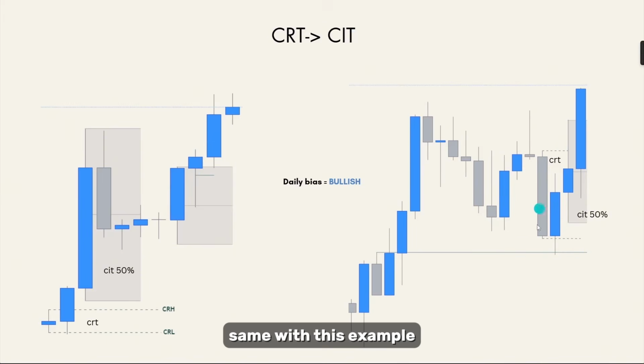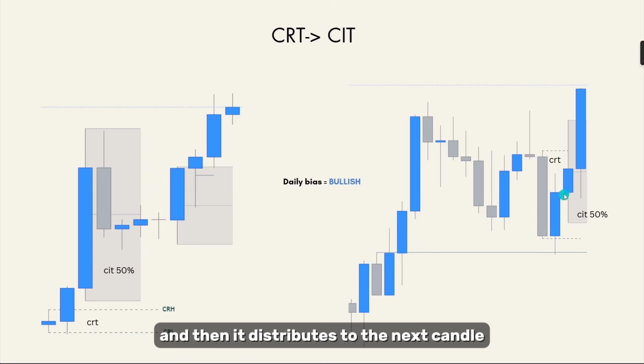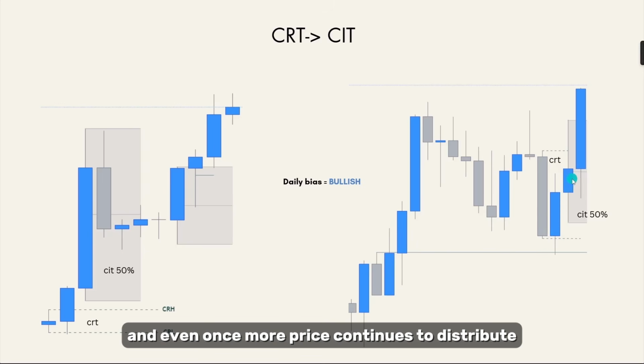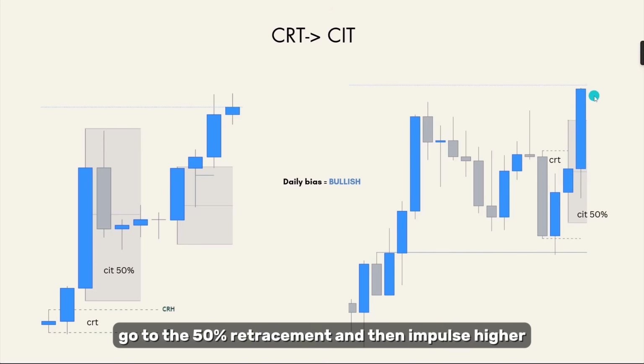Same with this example, price creates a CRT where it sweeps the candle low, closes back above, and then it distributes to the next candle. And even once more, price then continued to distribute. So you're using your CIT with the candle close, 50% retracement, and then an impulse higher.